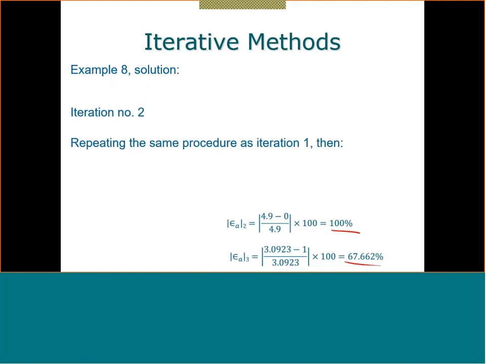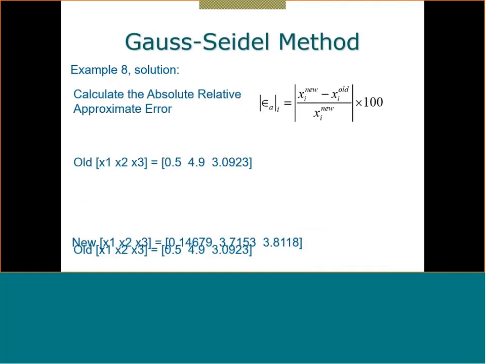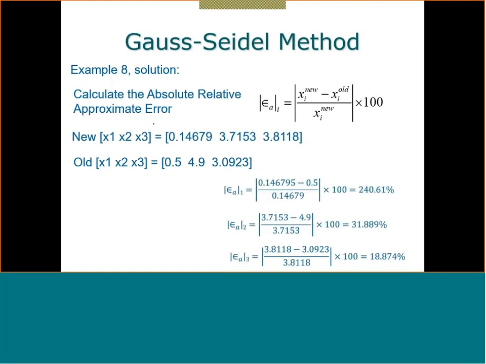We go and repeat the same thing. We go now to the second iteration. Okay, and we keep doing this. So if we do the calculations, you will find that x1, x2, and x3 is equal to this. Okay, and if you want to see the full picture, these are the new values. This is the old value. So let's see the error.